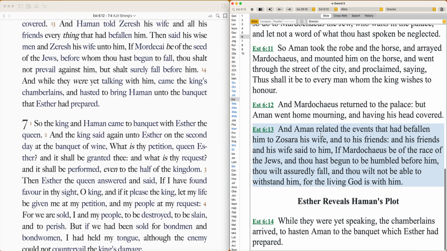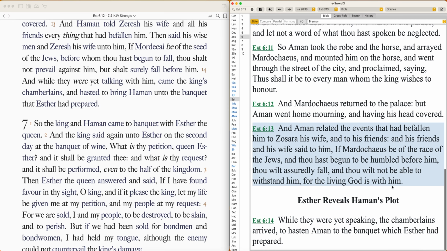And Haman related the events that had befallen him to Zosara his wife and to his friends, and his friends and his wife said to him, "If Mordecai be of the race of the Jews, and thou hast begun to humble him before him, you will assuredly fall, and thou wilt not be able to withstand him, for the living God is with him." See, they took that out.